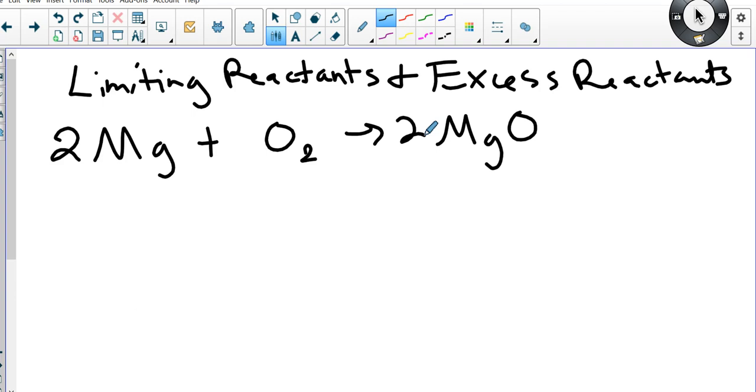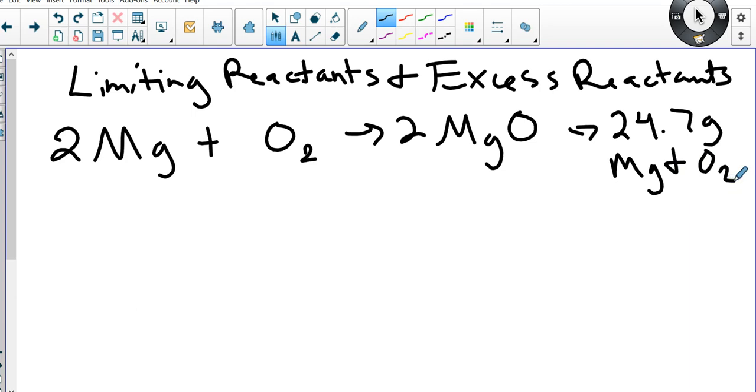Maybe write these out on the side. And the reason I'm telling you to write them out on the side is because what has to go under this? The BCA table, right? So, let's say that we have the following information. We have 24.7 grams of magnesium and oxygen. Okay? And we need to determine the limited reactant.